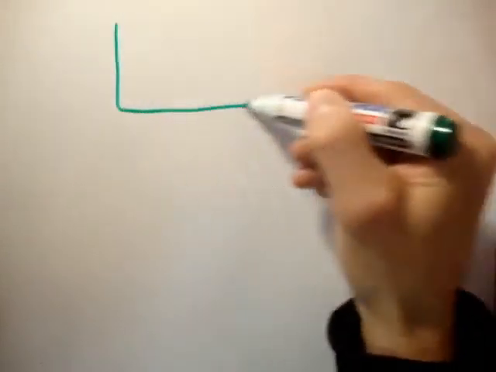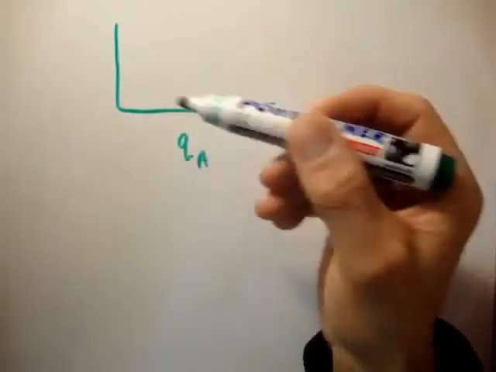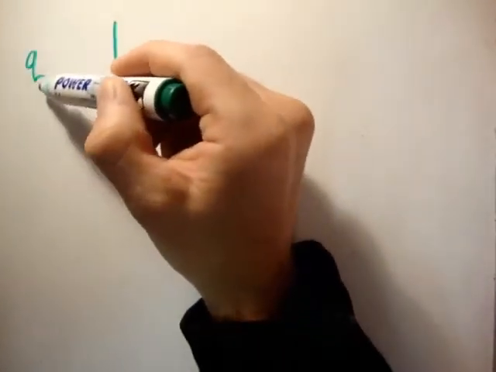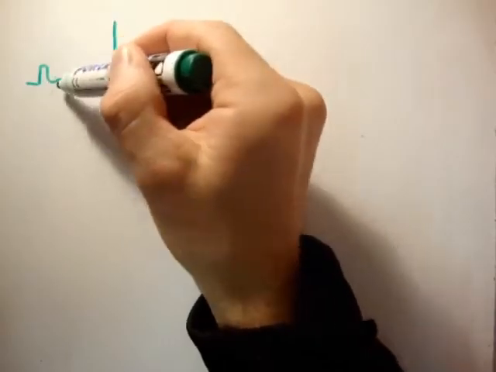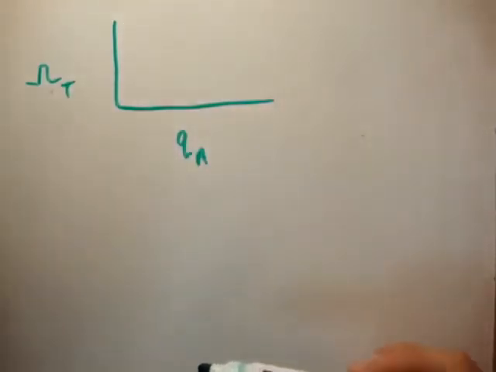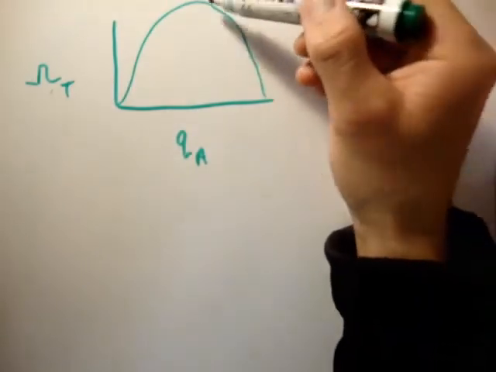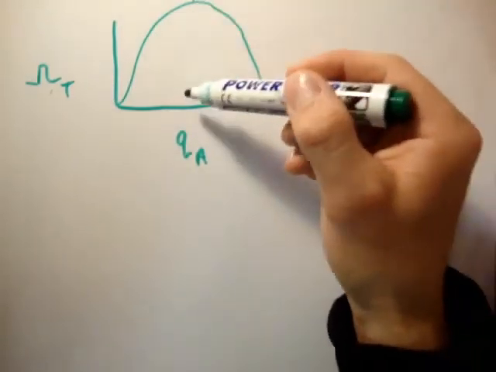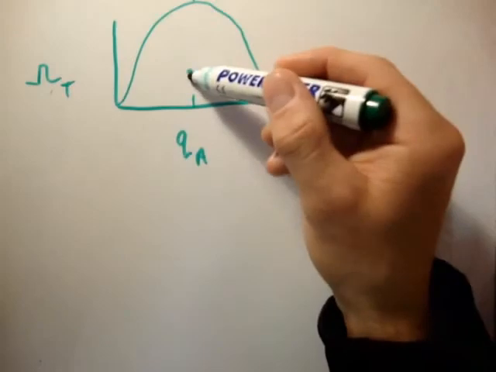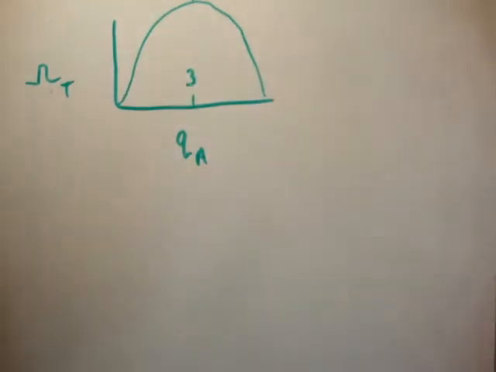Actually, just very quickly to illustrate what we were saying a moment ago, if we plot Q sub A on the x-axis and the maximum multiplicity on the y-axis, we will get a parabola looking like this, centered at Q sub A equals 3. Exactly as we saw a moment ago.